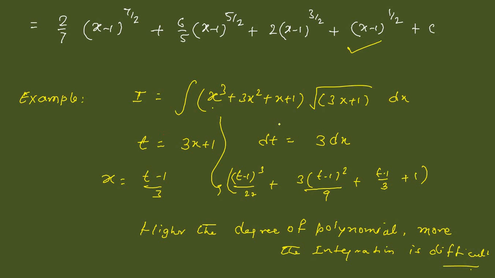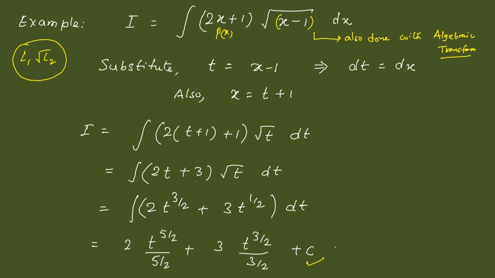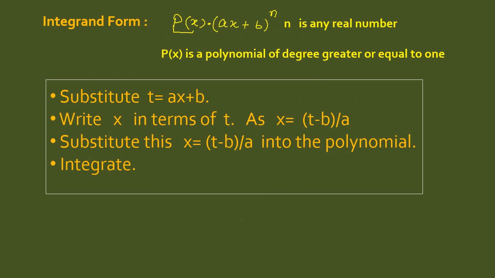So let us revise it. The very important thing we have to see is that whenever we have a polynomial and a linear expression to the power of any constant, or any real number, we have to simply substitute this linear as t, extract x from there, substitute x in the polynomial, and go on.